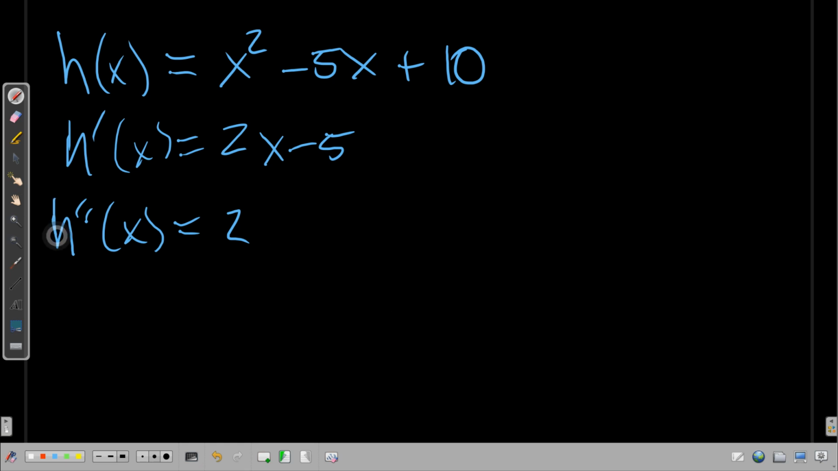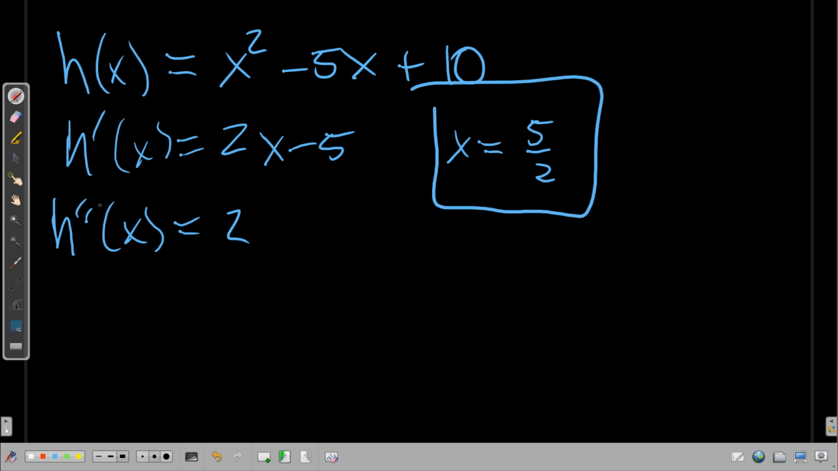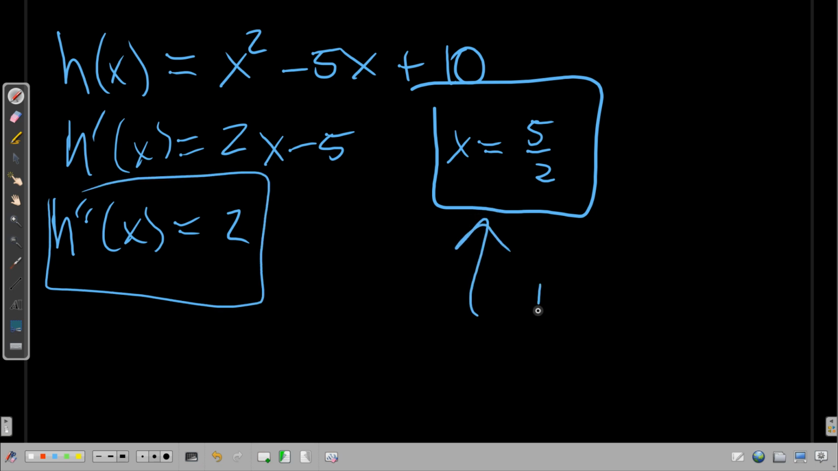And then that means that for my critical value of 5/2, and I can see that that's a critical value. If I put it right there, the 2's cancel, and it says 5 minus 5. So at the critical value of 5/2, it is concave up. Then therefore it has a local minimum. It's concave up at 5/2, so it has a local minimum at 5/2.